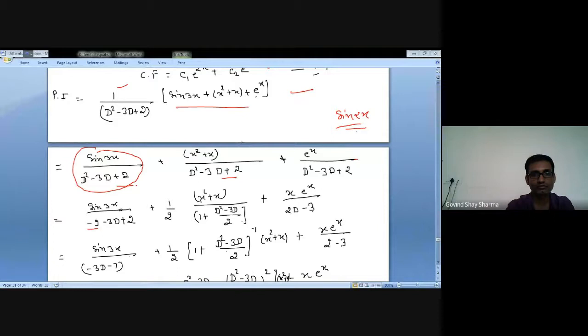Then x square plus x upon D square minus 3D plus 2. Here we take 2 common. This becomes 1 plus D square minus 3D upon 2, and plus x e to the power x, and D is replaced with alpha. Alpha is equal to 1.